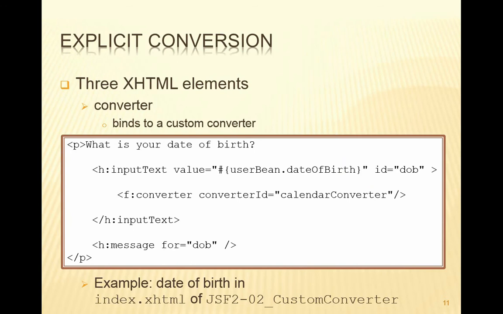The third explicit converter tag is actually called converter. And what it does is bind to a custom converter. In other words, this is going to allow us to write our own converter classes. And then we can use this converter tag to link to, bind to, that custom class.